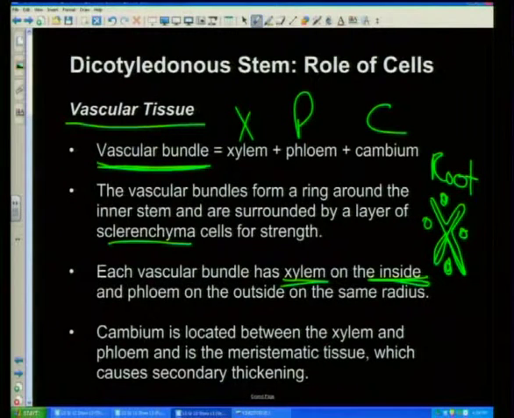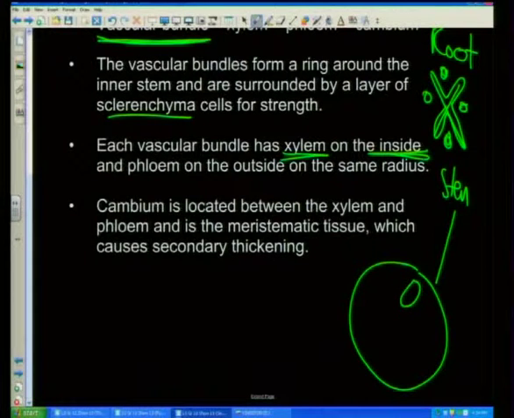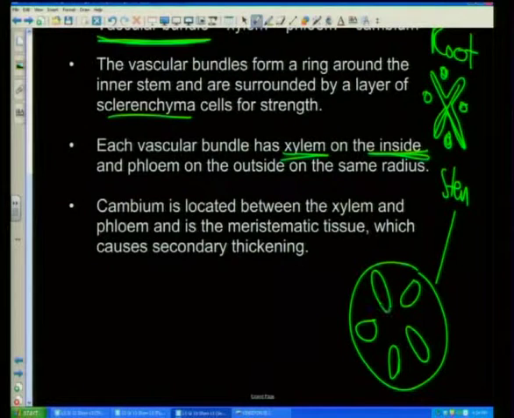All right? Now if we look at the stem, what are we going to have? We're going to have the little vascular bundles all the way around, arranged in a neat little circle. We have the sclerenchyma cap, and then we have the phloem, and then we have the cambium, and then we have the xylem in the middle, on the inside. Okay? And then your cambium is in between the xylem and the phloem.